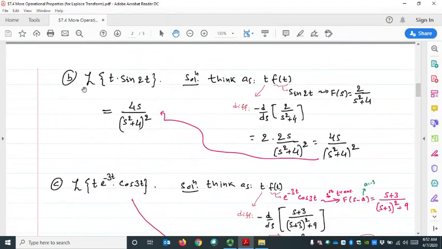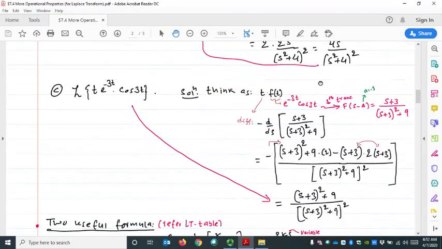Part 2. Find the Laplace transform of t times sine 2t. Solution. So our little f of t is sine 2t. Find its Laplace transform, which by referring to the table is 2 over s squared plus 4. Then this t suggests we multiply by negative 1 and take the derivative of this transform. The derivative simplifies, which gives us 4s over (s squared plus 4) squared. Great. Let's move on.